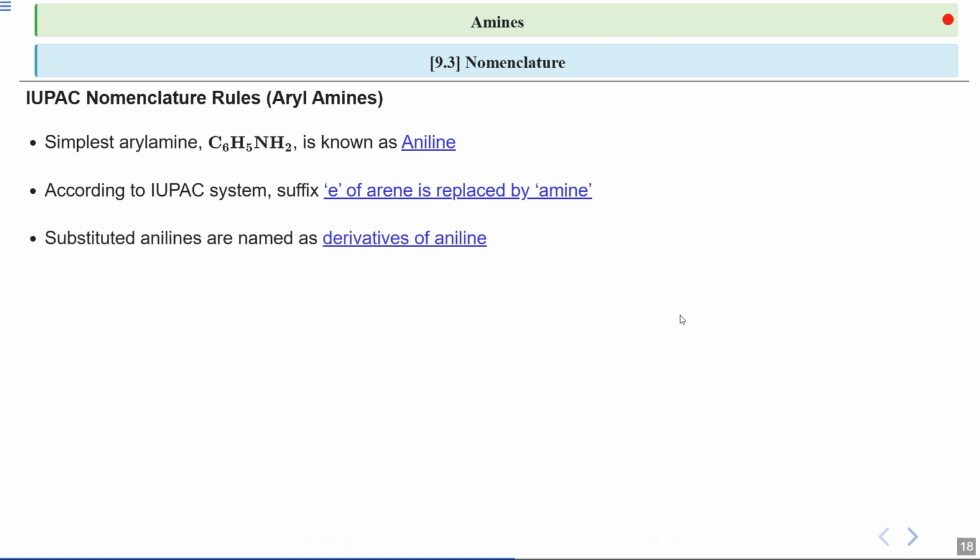Now substituted anilines are named as derivatives of aniline. Look at the example, it will be more clear. Look here, students. This is an aniline, the NH2 group is directly attached to a benzene ring. Now look at the substituents. If I do the numbering 1, 2, 3, 4, on the fourth carbon a bromo group is attached. So the name will be 4-bromoaniline.